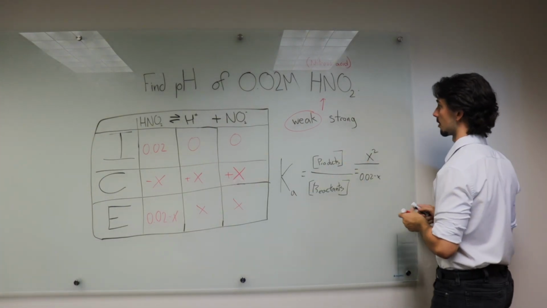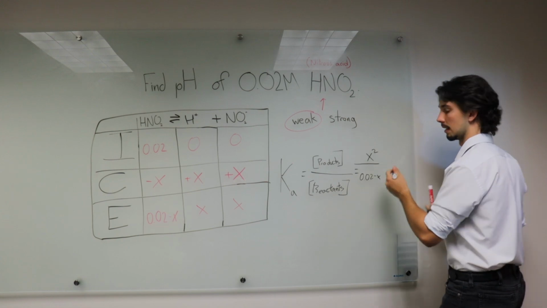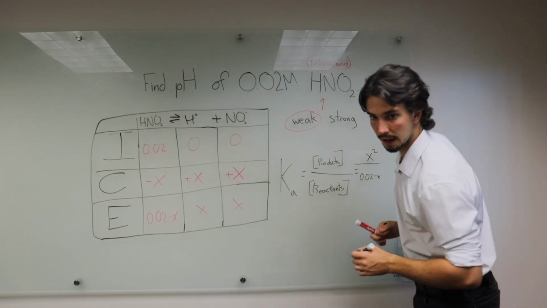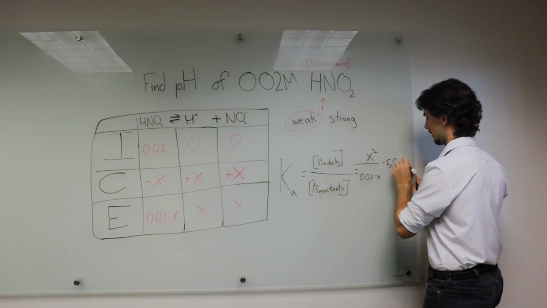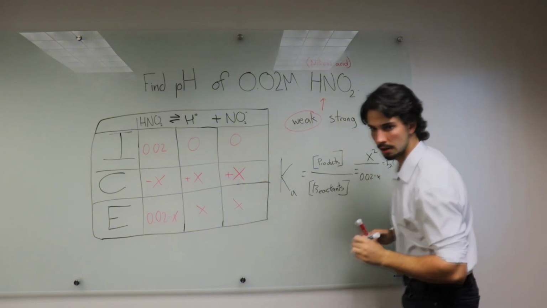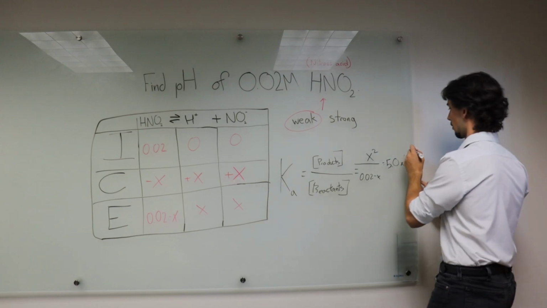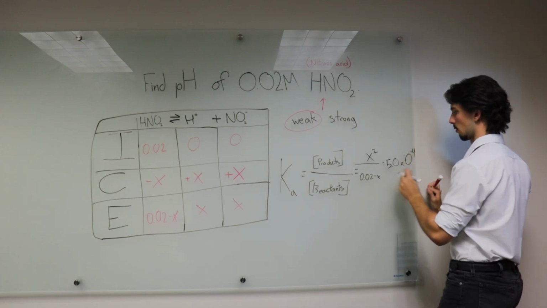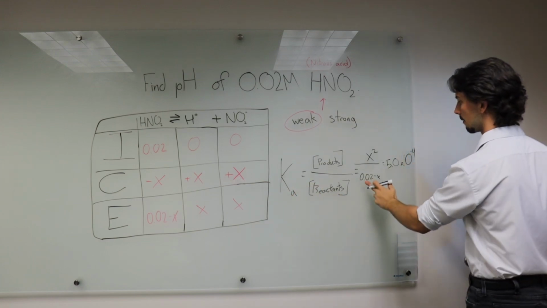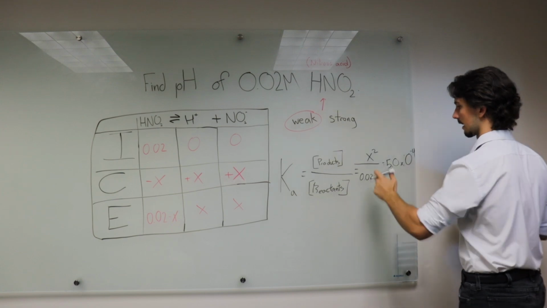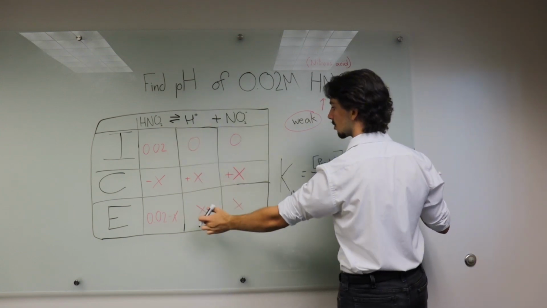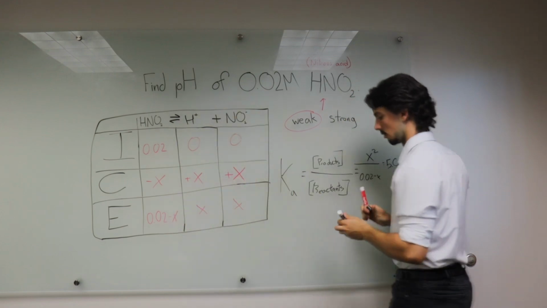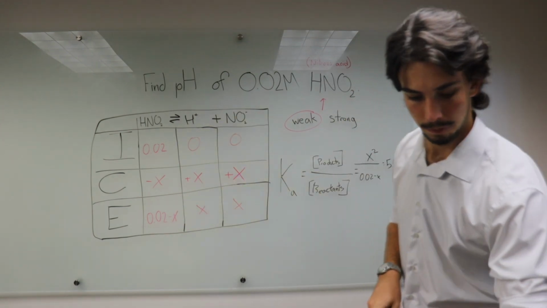Now, what I forgot to mention is that we're given the Ka value, and we're looking for X. We're told in this question, this is information given to us, that the Ka is 5.0 times 10 to the negative 4. So we're actually given the Ka. What we need to find is X, so then we can find the concentration of hydrogen ions, so then we can use that to find the pH.